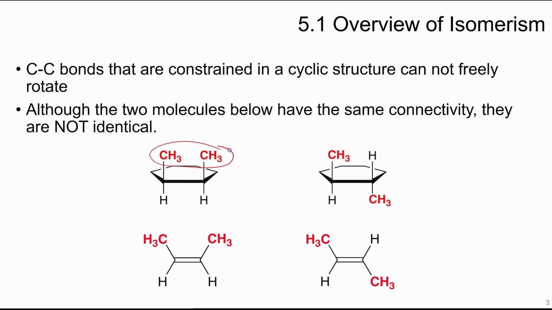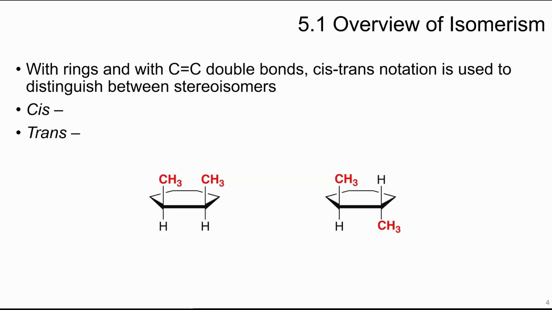So here we have CH3s on the same side of the ring. Here they're on opposite sides of the ring. And on this double bond, we see the same thing. These are on the same side. These are on the opposite sides. With rings and with carbon-carbon double bonds, we have a cis-trans notation that's used to distinguish between the stereoisomers.